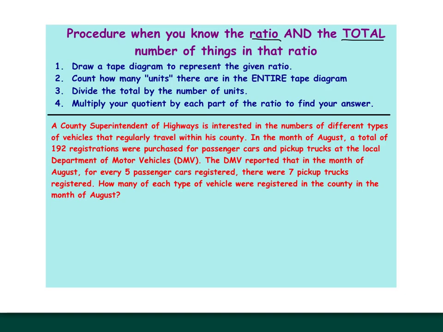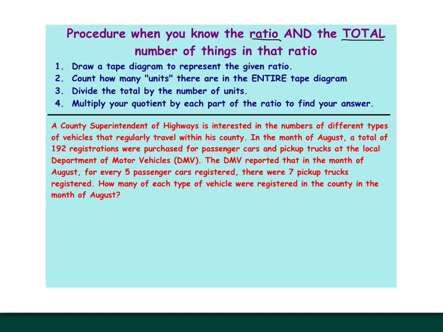So let's read our problem to see if we can find out what ratio we're told. It says a county superintendent of highways is interested in the number of different types of vehicles that regularly travel within his county. In the month of August, a total of 192 registrations were purchased for passenger cars and pickup trucks at the local Department of Motor Vehicles, or the DMV. The DMV reported that in the month of August, for every 5 passenger cars registered, there were 7 pickup trucks registered.